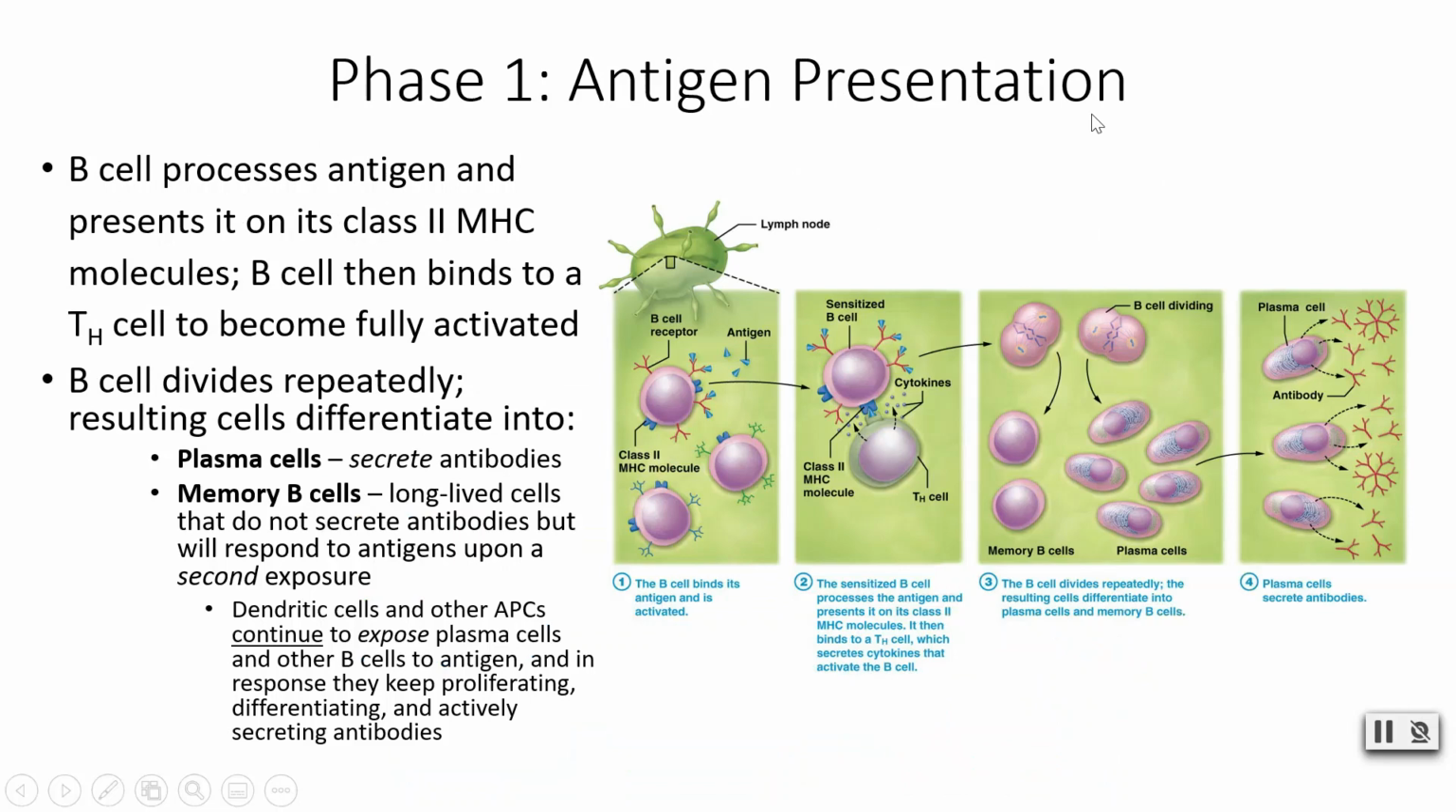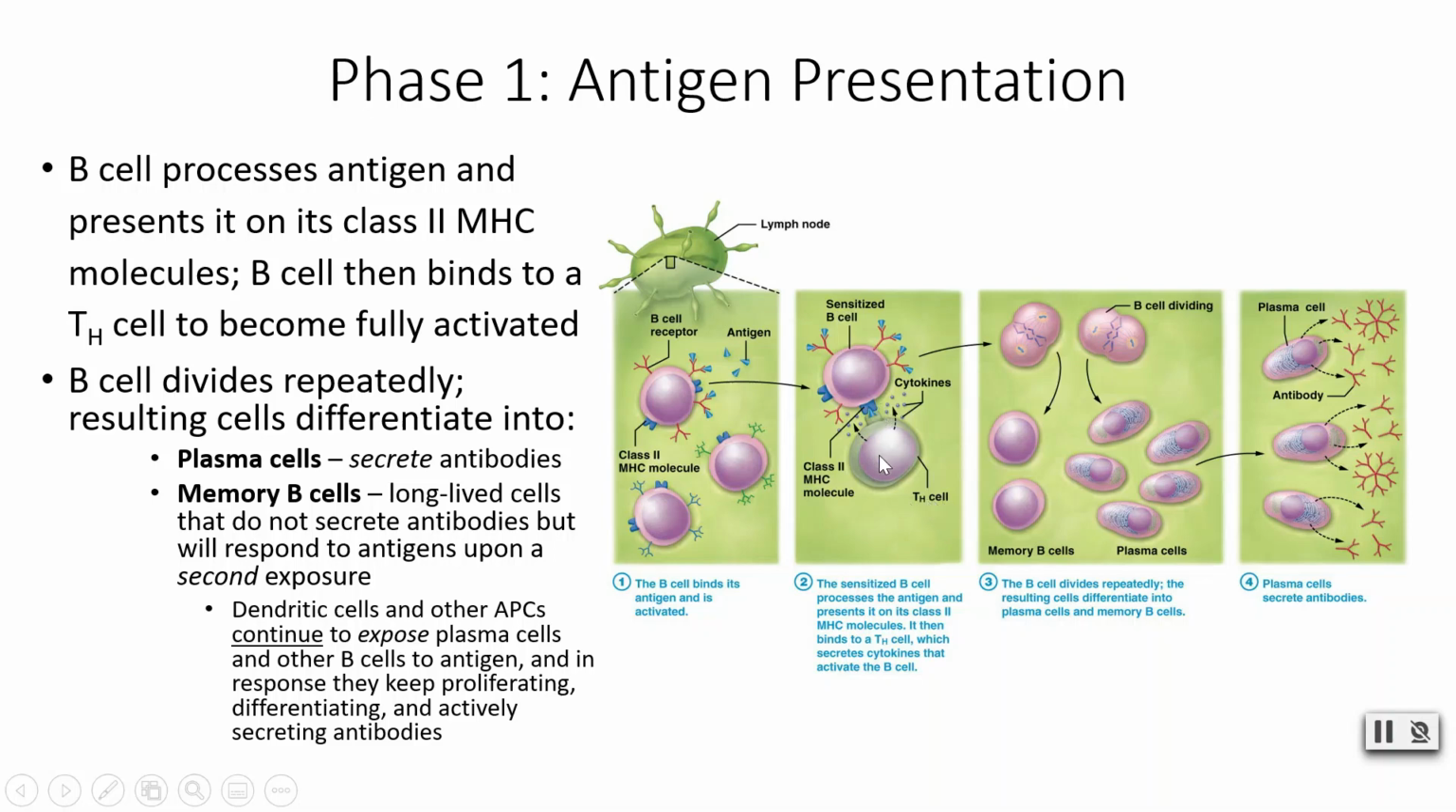So phase one, okay? B cells process antigens and present them on class 2 MHC molecules. Okay, so here's our little B cells. Okay, and they are APCs themselves. They are antigen presenting cells themselves. And so when they come into contact with the antigen, they present it. Okay, we've got B cells that are presenting an antigen to a T cell.